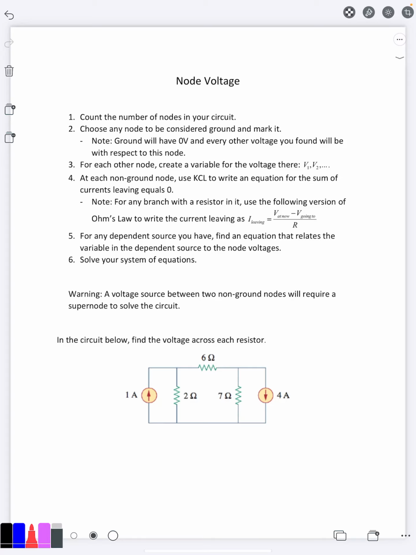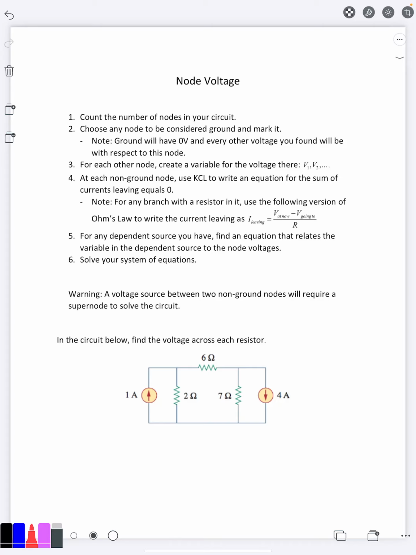Now, it does not actually matter if it is the real ground connected to earth ground or anything else here. All you're doing is choosing a reference point because all voltages are relative. So you're going to find the voltages relative to this node you chose as ground. One little tip here: if you can choose a ground node that has multiple voltage sources attached to it, it will make your life easier, as we will see in some of the examples.